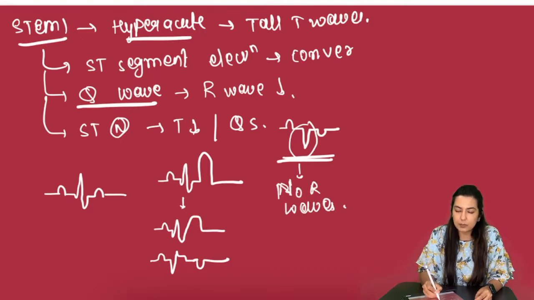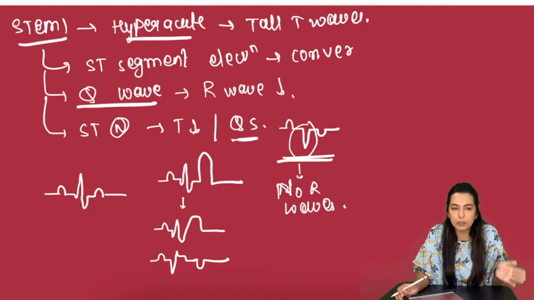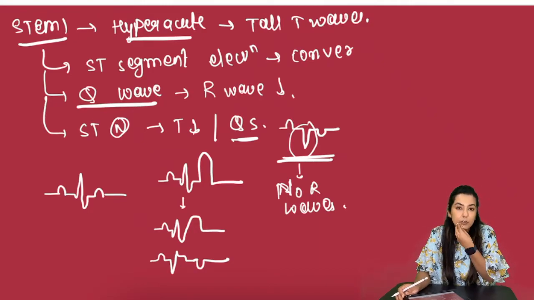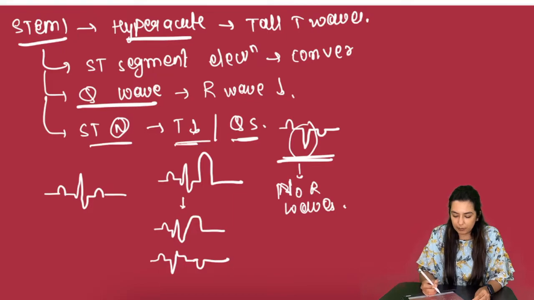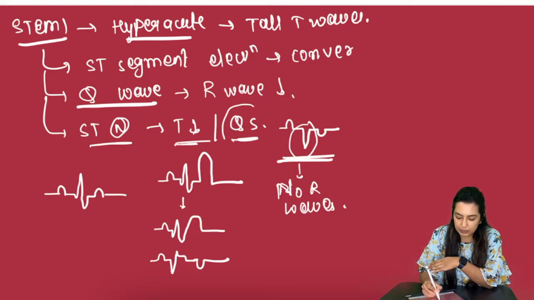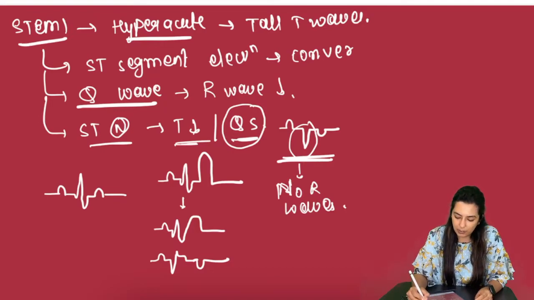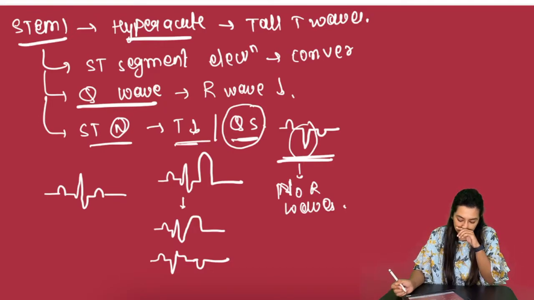If a patient comes to us with QS pattern, that means infarction has already occurred. There is no role of thrombolysis in this. When you read the treatment of ST elevation MI, you will see there is no need of thrombolysis in this. So ST segment will become normal, T wave will become inverted. Eventually there's a possibility that T wave can also become normal, but QS or Q wave always persists. So this is ST elevation MI.